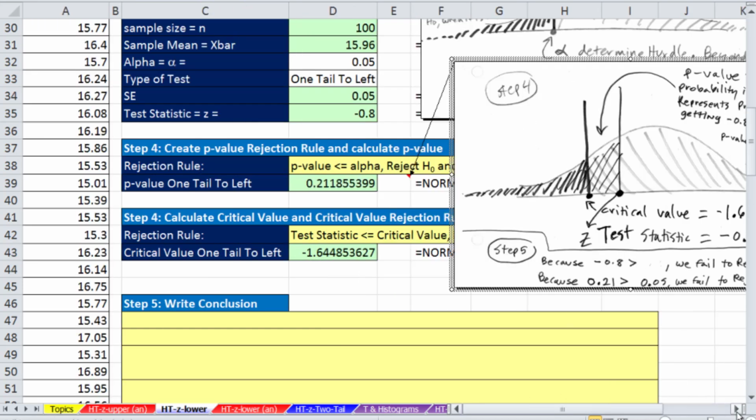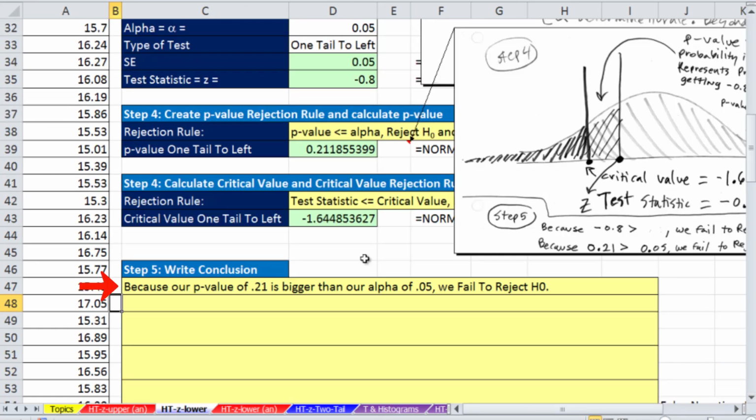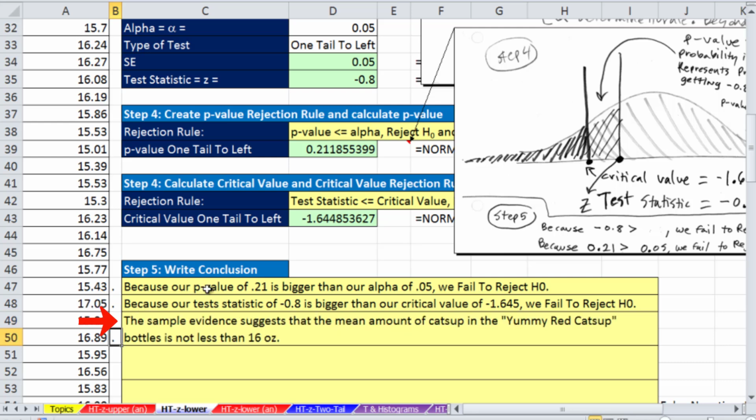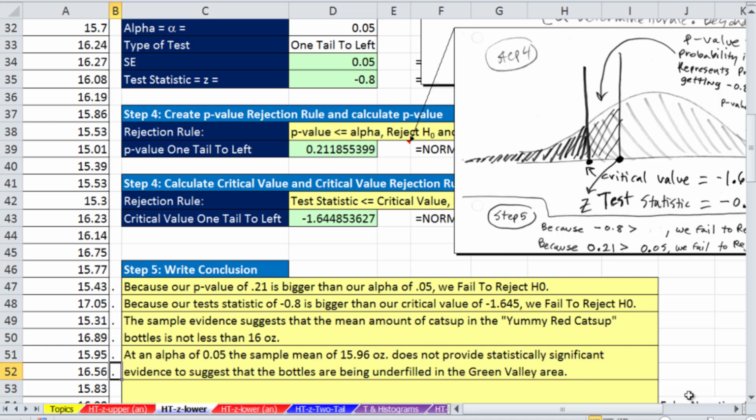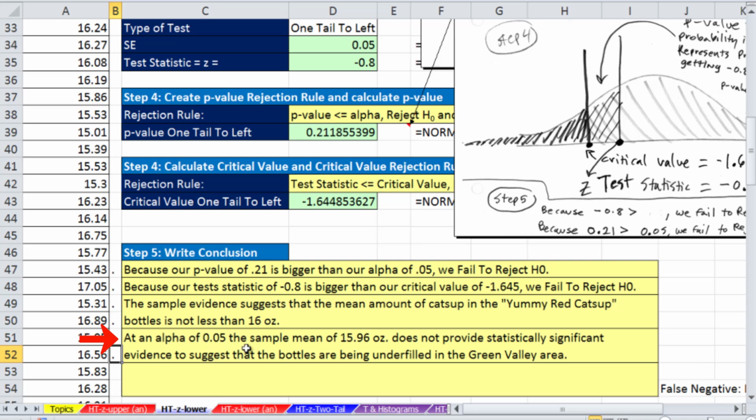And then we always very carefully write our conclusions. Because our p-value of 0.21 is bigger than our alpha of 0.05, we fail to reject h sub 0. Because our test statistic of minus 0.8 is bigger than our critical value of minus 1.645, we fail to reject. Probably we want to say more than either one of those. That's kind of the basics. The sample evidence suggests that the mean amount of ketchup in the yummy red ketchup bottles is not less than 16 ounces. Another way to say this: at alpha of 0.05, the sample mean of 15.96 ounces does not provide statistically significant evidence to suggest that the bottles are being underfilled in the Green Valley area.